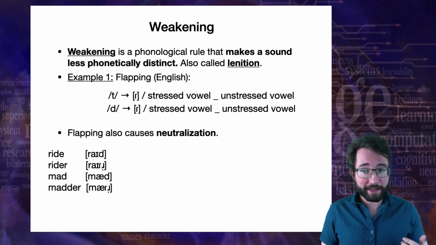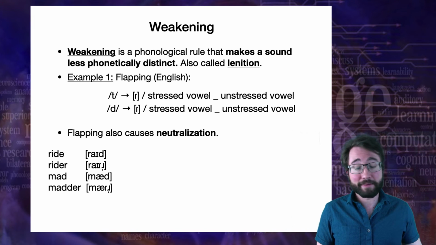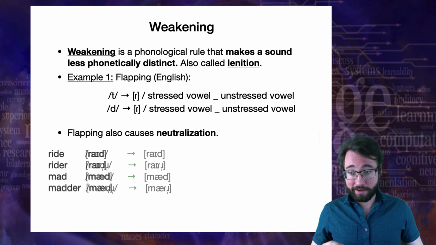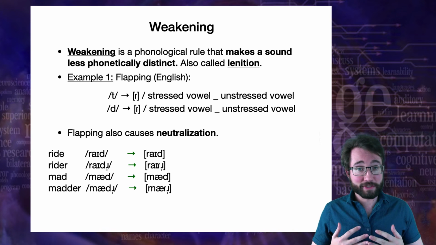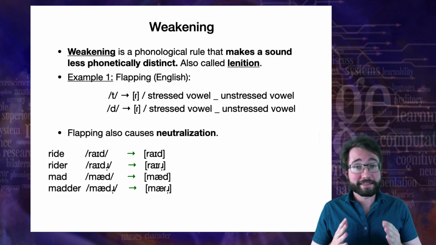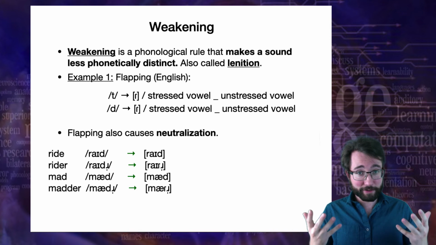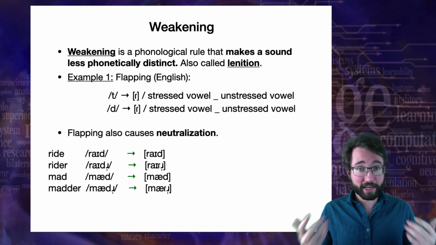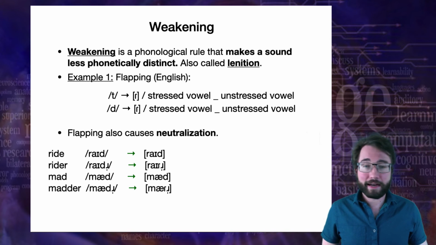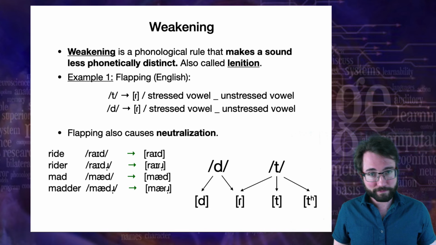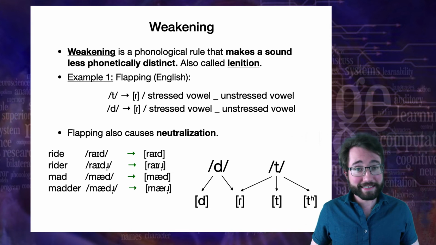We also have a flapping rule which applies to D in addition to T in English. And that means that when you have underlyingly a sequence of phonemes that looks like I, d, in rider, then the d is going to be expressed as the alveolar flap, and so the phonetic form is rider. Now, this creates neutralization because both the underlying D and the underlying T, these phonemes, can be realized as the sound, the voiced alveolar flap, r.